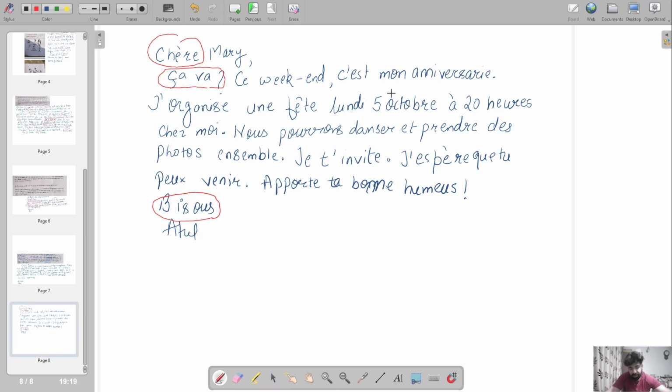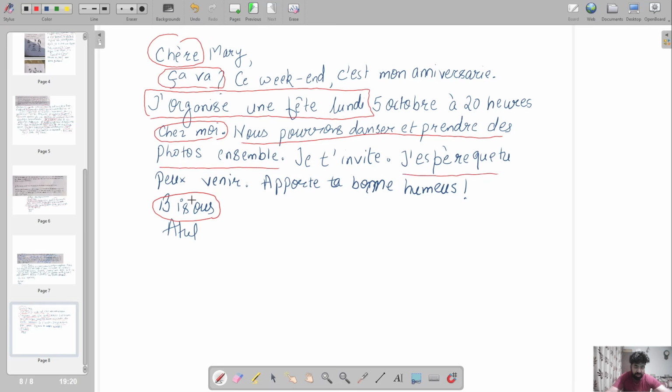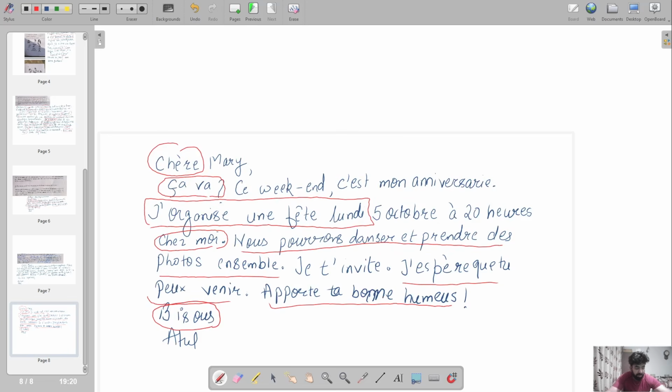We knew that we had to write this, which we get from the earlier play, that it always says you have an anniversary or something. This we remember. Then J'organise une fête, this line we remember, and lundi is Monday, we remember. Chez moi is the place, we remember from the past one. Activities, we remember this line completely, so that nowhere we miss this. And then J'espère que tu peux venir, this is the closing. We remember this, and apporte ta bonne humeur, basically bring your good mood. We actually knew this also.